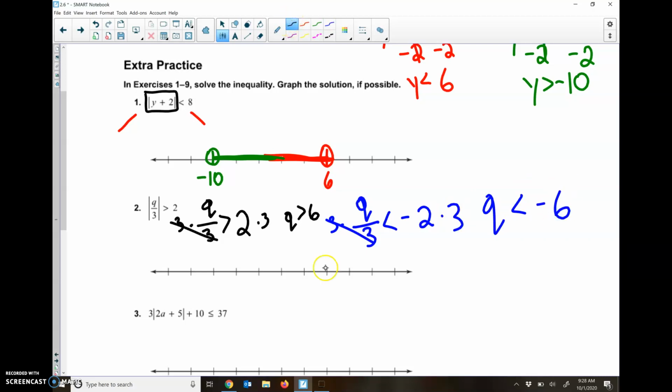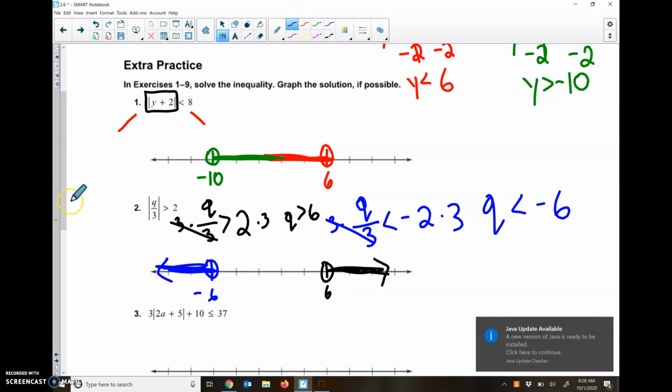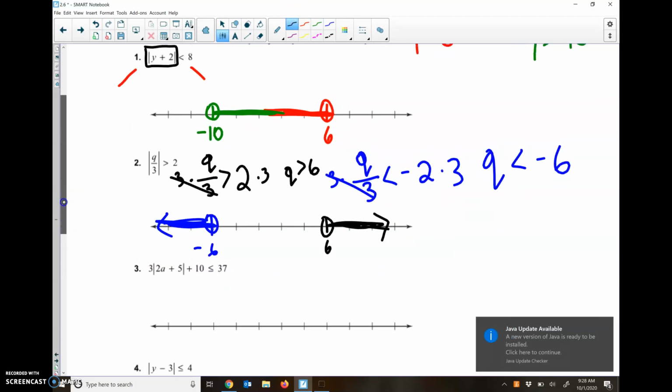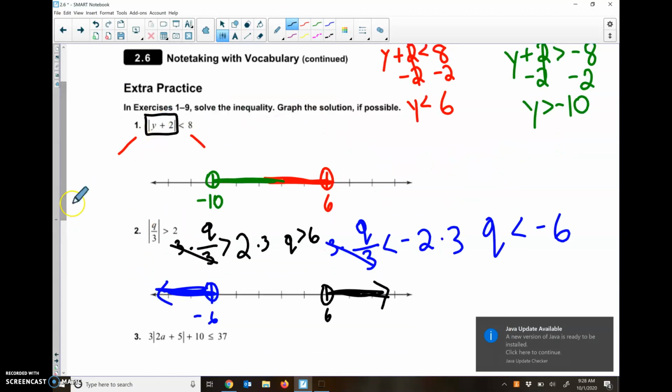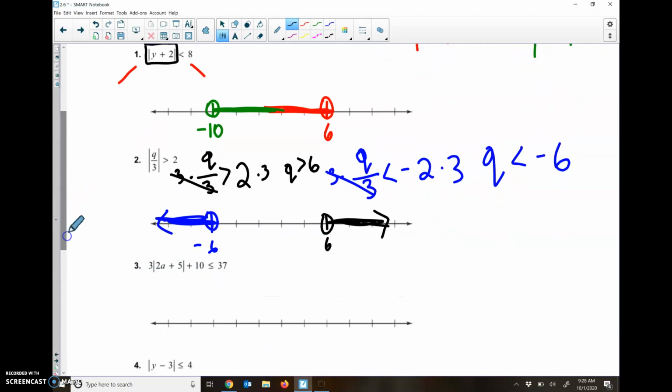Okay, so it needs to be greater than 6. So I'm going to put an open circle here at 6, and numbers greater than 6 are like 7, 8, 9, so going to the right. And I'm going to put an open circle here at negative 6, and it's less than negative 6, so numbers like negative 7, negative 8, negative 9, negative 10. All right, so those are the ones that we like, because the absolute value is already by itself right there on the left side.